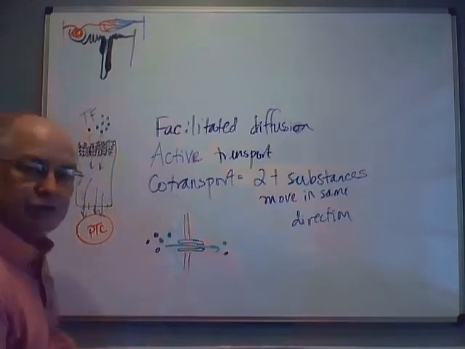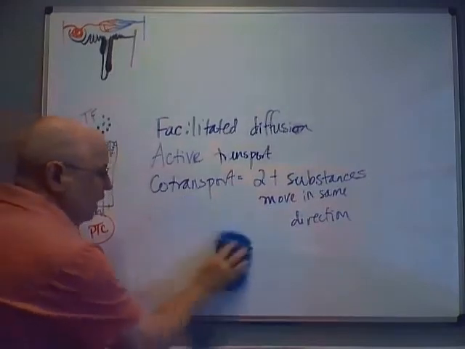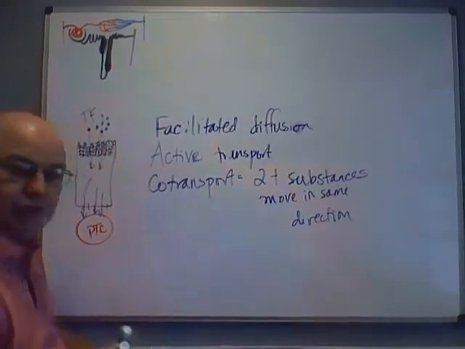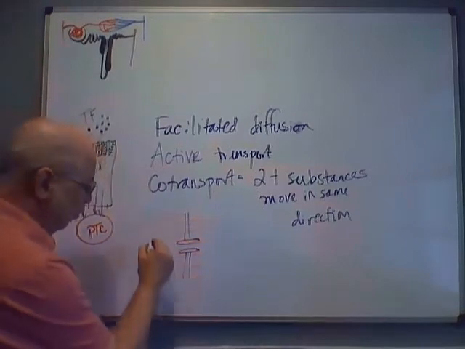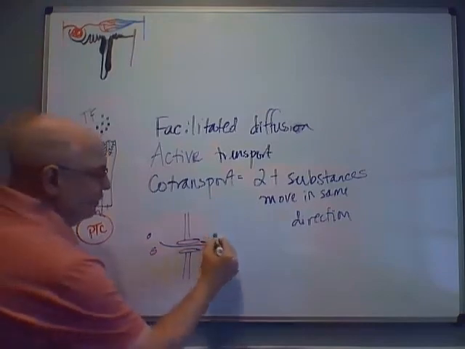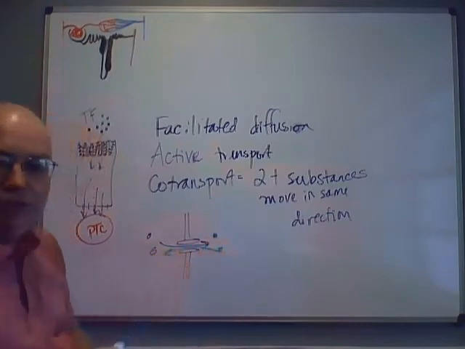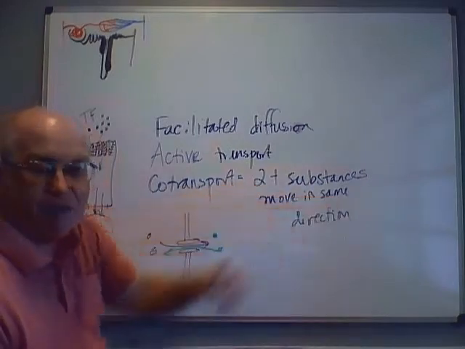The opposite of co-transport is counter-transport, and in counter-transport, what would happen is two or more substances move in opposite directions. So one substance is moving in one direction, the other substance is moving in the opposite direction. Okay? So counter-transport is simply two or more substances moving in opposite directions.